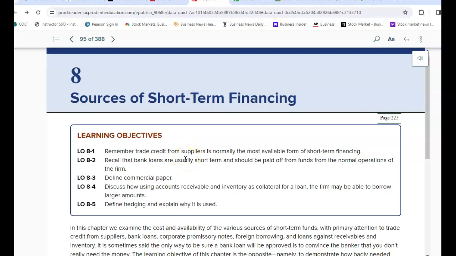And it's also used by smaller companies as well. It's an important source of financing to make sure that we have the financing available to meet our short-term needs. So we're going to look at trade credit from suppliers, which is one of the most available forms of short-term financing.